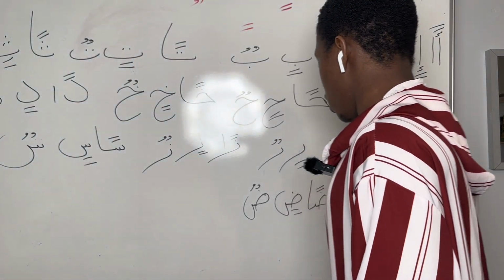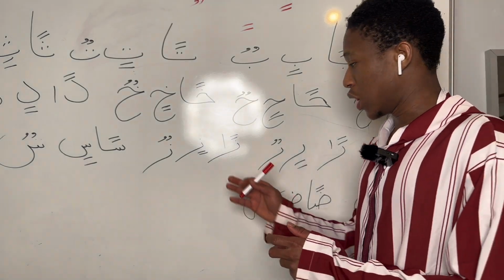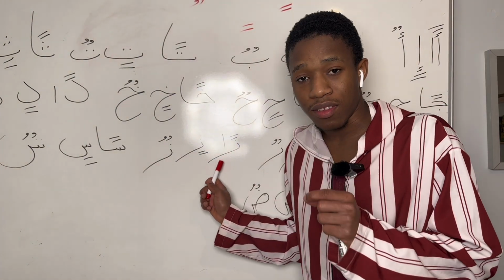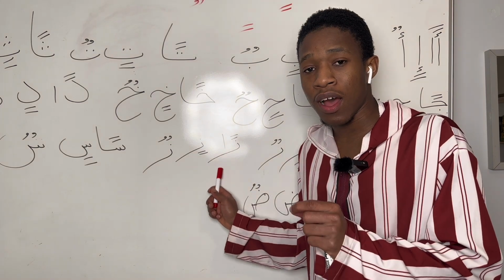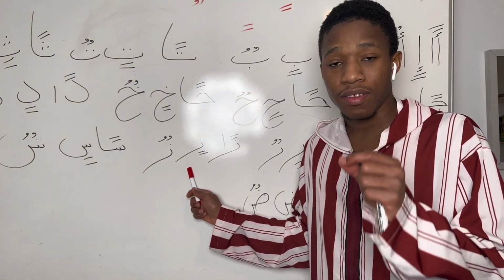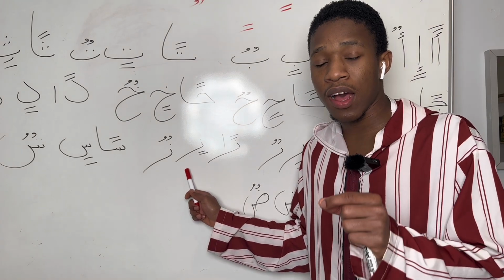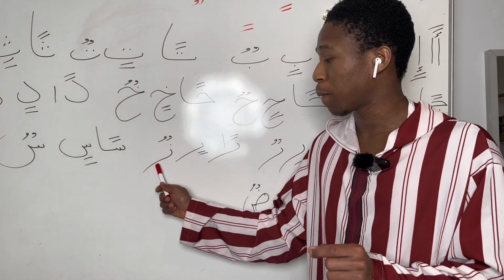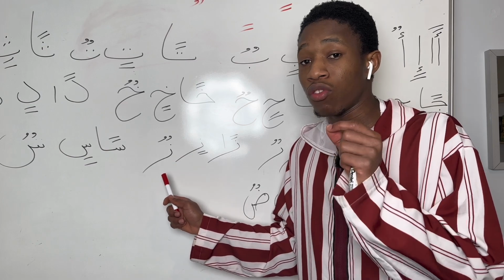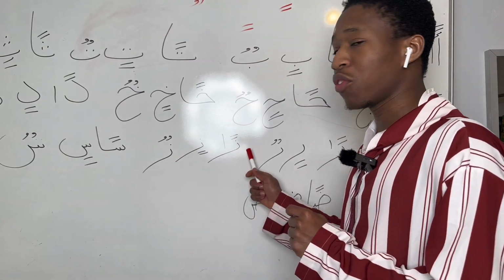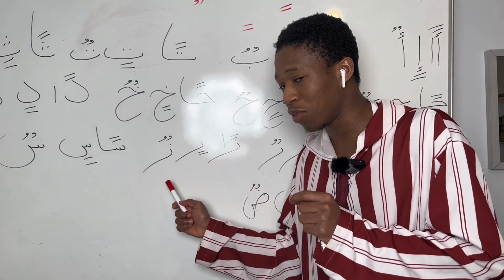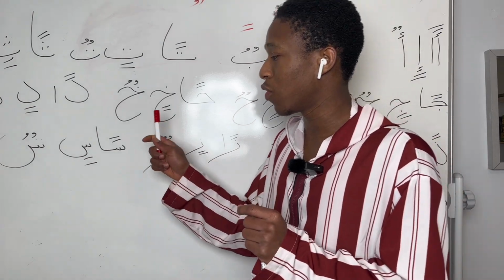Now letter zai. I want us to do these letters together. Okay. Now let's start. Za fathatan zan. Za kasratan zin. Za dhammatan zun. Good. Now let's join them. Zan, zin, zun. Wow.